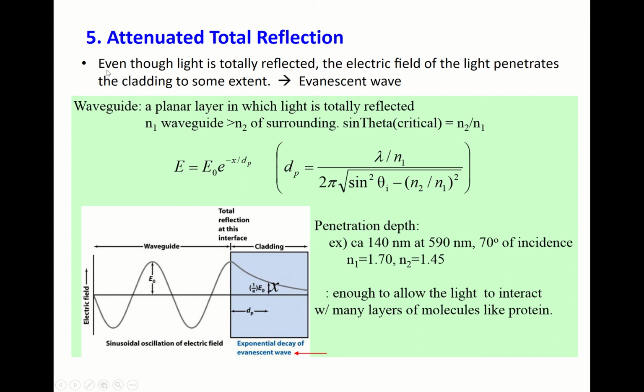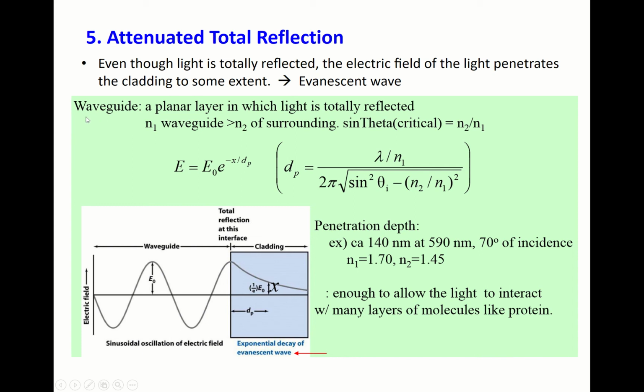Even though the light is totally reflected, the electric field of the light penetrates the cladding to some extent. That light is called an evanescent wave. Evanescent means fade away.